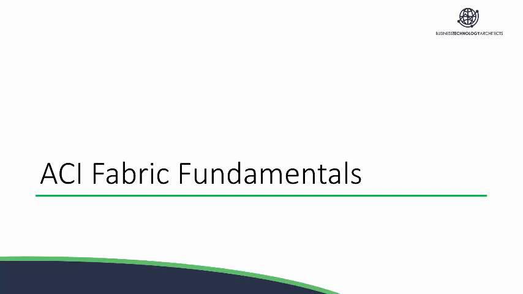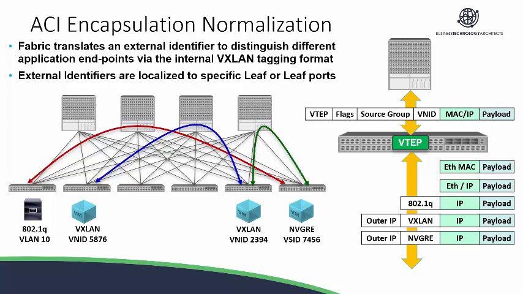ACI fabric fundamentals. In this session, we'll talk about encapsulation, normalization, decoupled identity and location, and policy identification and enforcement. So traffic within the fabric is, of course, encapsulated as VXLAN by default. External VLAN and VXLAN and/or NVGRE tags are mapped at ingress to an internal VXLAN tag.